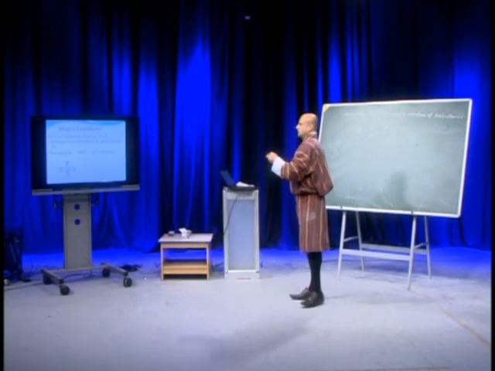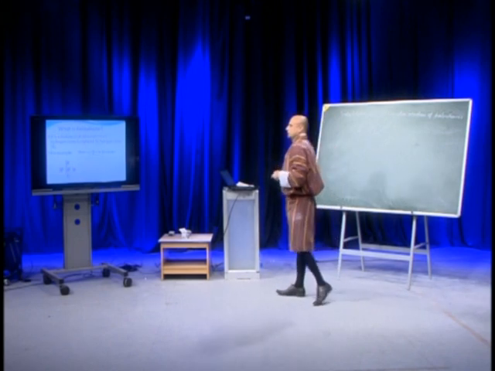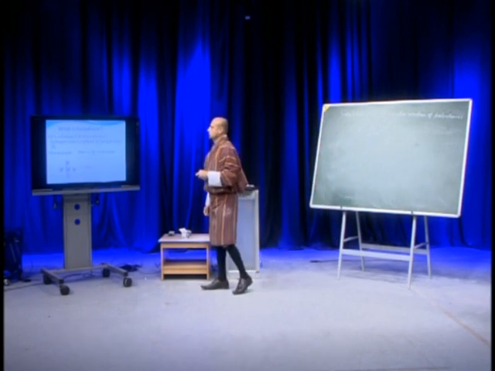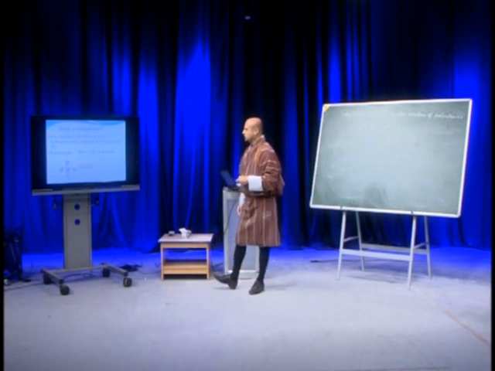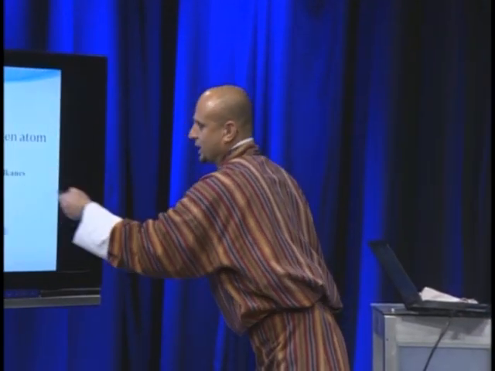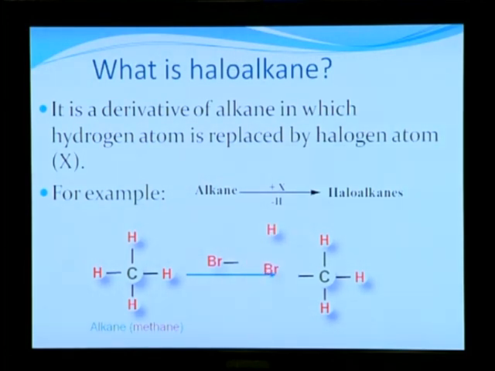Now, this is a simple alkane, which is methane. We are adding bromine here. As we can say, in this alkane, that's methane, one hydrogen is replaced by bromine to give us bromomethane. So this is a haloalkane, and we are interested to study about this compound in this topic.